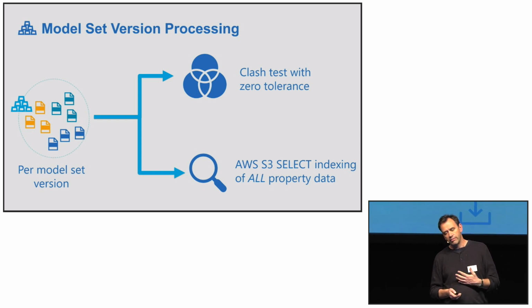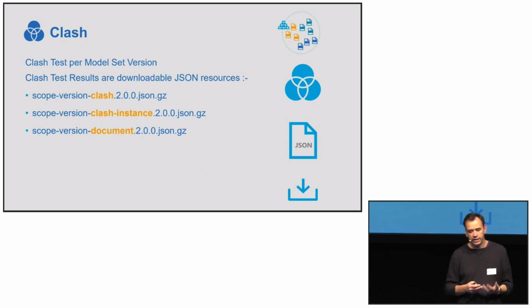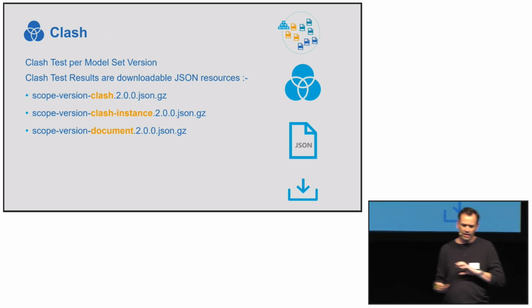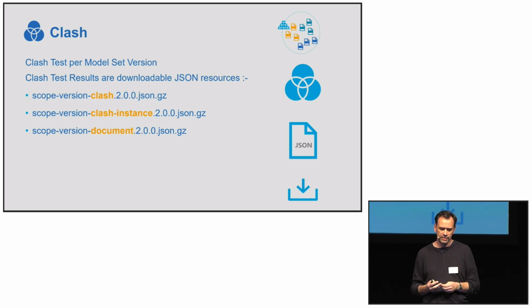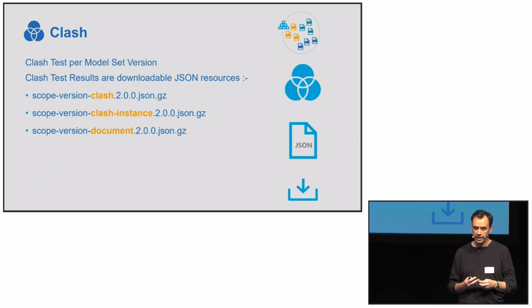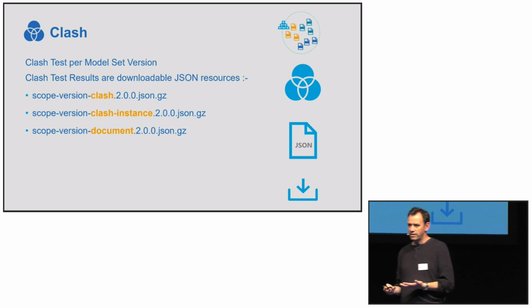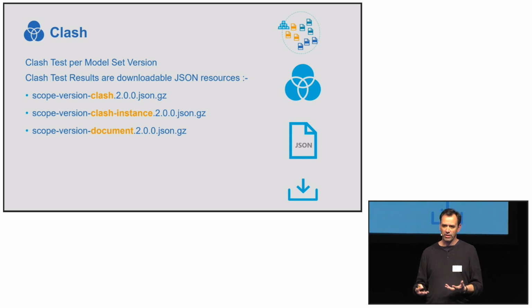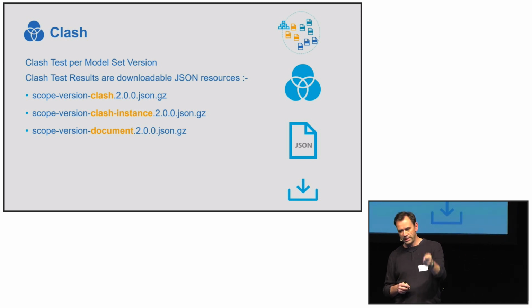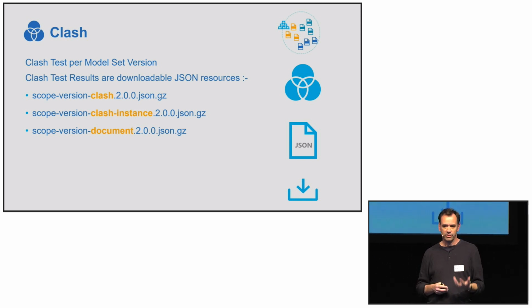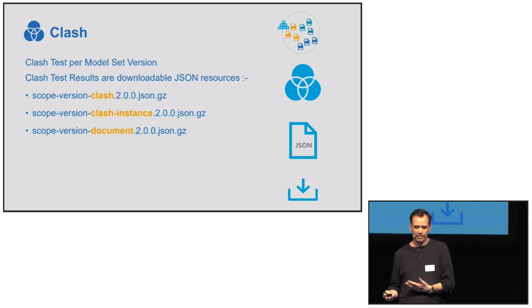So if we focus on clash to start with, as I say, you get a clash test per model set version, and then it's all about how you get the clash results down from your model coordination. And there are 3 JSON files that you can pull down, and they relate to one another. One of the key aspects to model coordination, and you've got to think about the workflow here, is that if I identify a clash against a particular model set version, I then, through my workflow, want to decide whether that clash is meaningful to me or whether it's something that I can ignore.